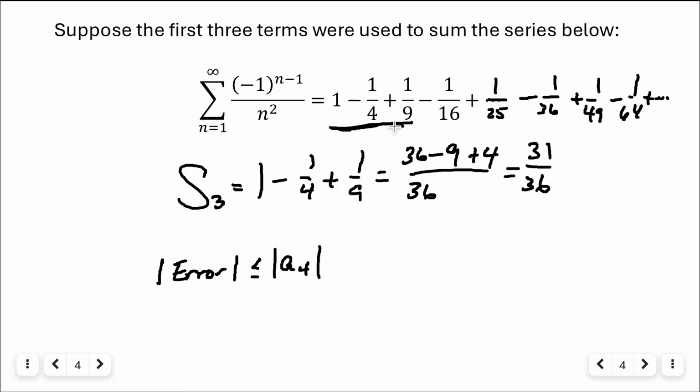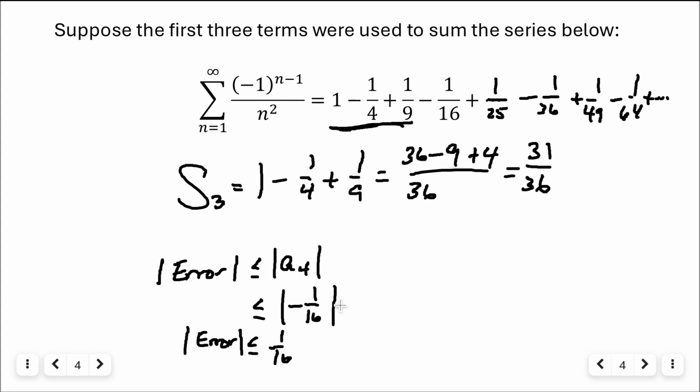So I summed the first three. So the error has to be less than or equal to the fourth term in absolute value. So the error has to be less than or equal to the absolute value of negative 1 over 16, which is 1 over 16.